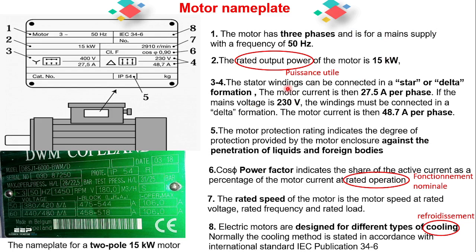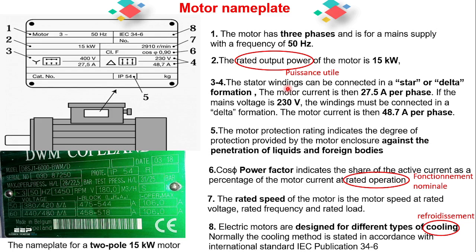under rated conditions. Stator winding configuration. The stator windings can be connected in either a star or delta formation. When connected in a star configuration, the motor current is 27.5 A per phase. However, when the windings are connected in a delta formation, the motor current increases to 48.7 A per phase.